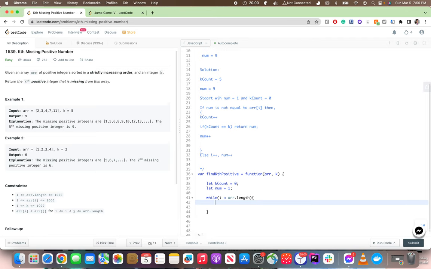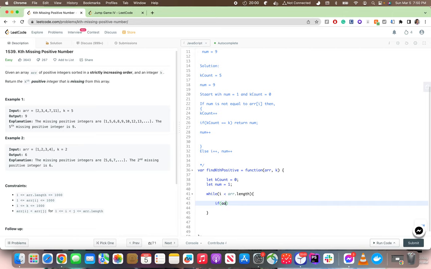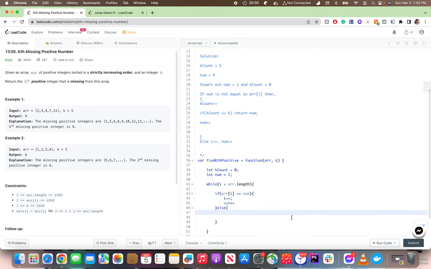So we'll check if array i is equal to the number, right? If array i is equal to num, then it means that we will look for another number. So we would have to increment i and num as well. But if it is not equal, then it means that we have found the missing number. We have to increment the k count, and then check if k count equals k, then we would return the num, right?